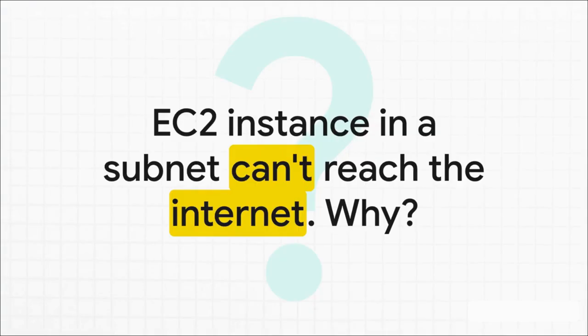Okay, question number 1. You just spun up a brand new subnet. You launch an EC2 instance inside it. You SSH in, you type ping google.com, and you get nothing. Crickets. It's completely cut off from the world. What's the most likely thing you forgot to configure?